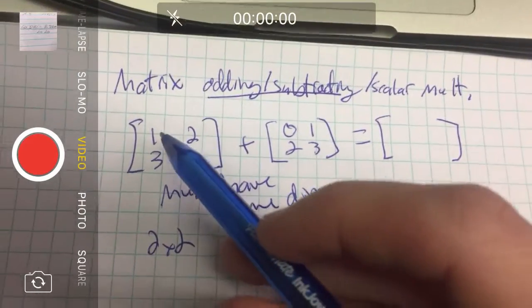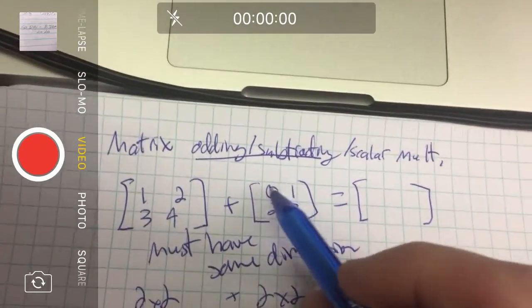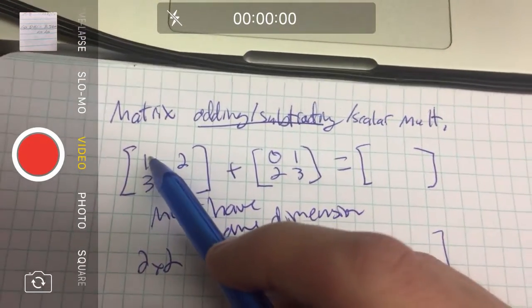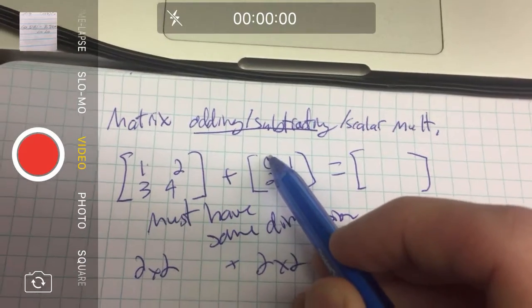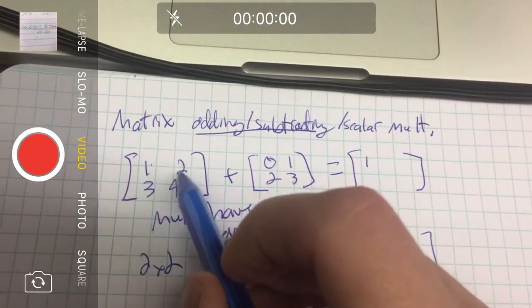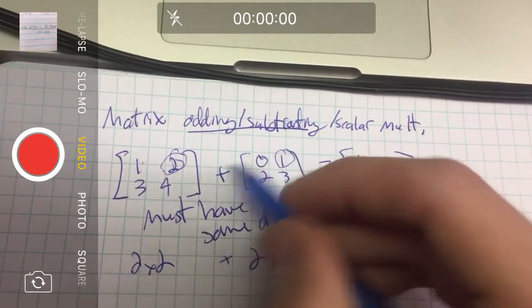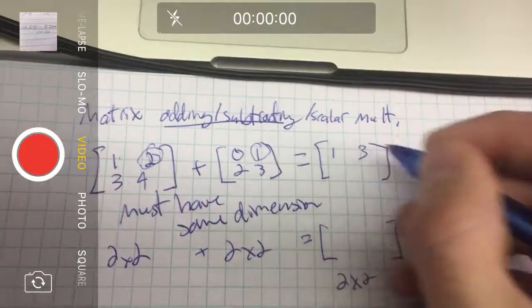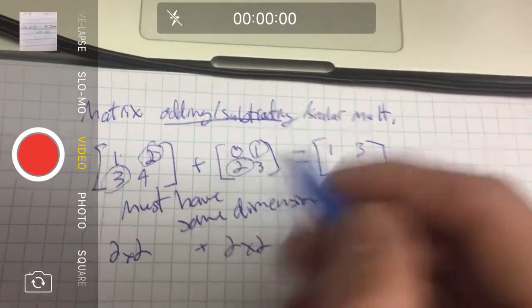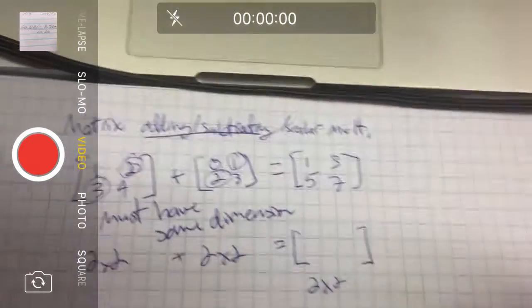You basically match the corresponding parts of the matrix and add those together. So the first row, first column, plus first row, first column, 1 plus 0 is 1. Then look over this spot, plus this spot, that gives you 3. So here a 3 plus a 2 is 5, and 4 plus 3 is 7. And that's it. That's how you add.